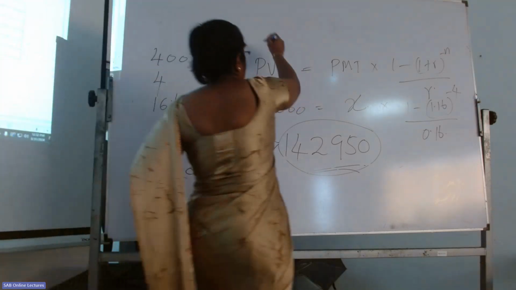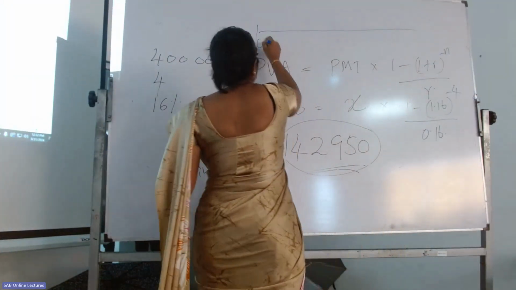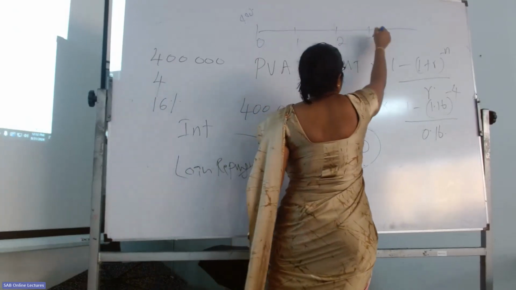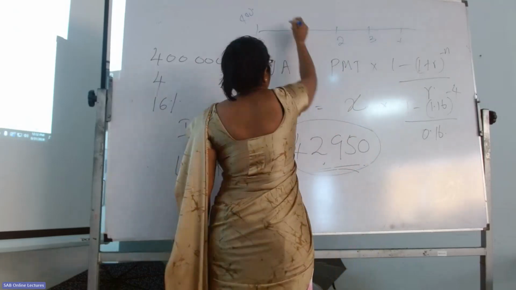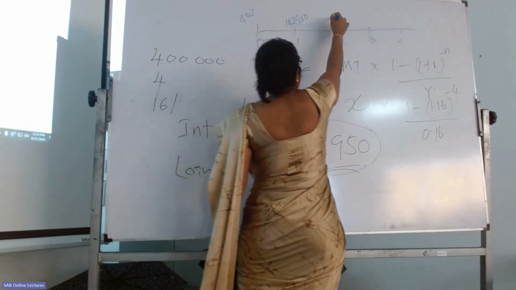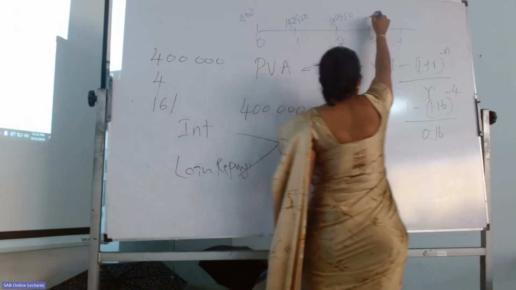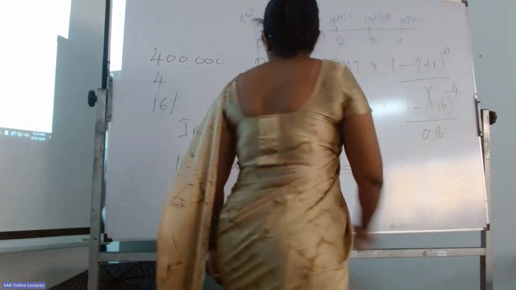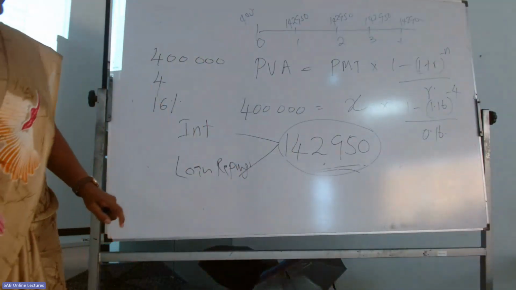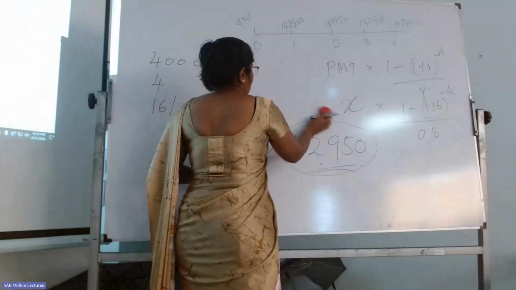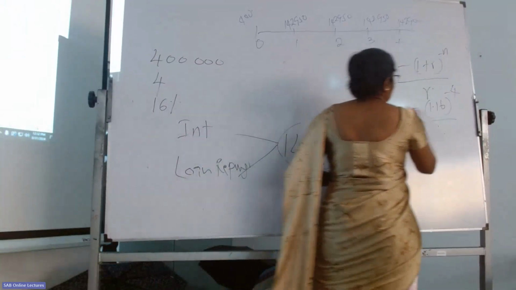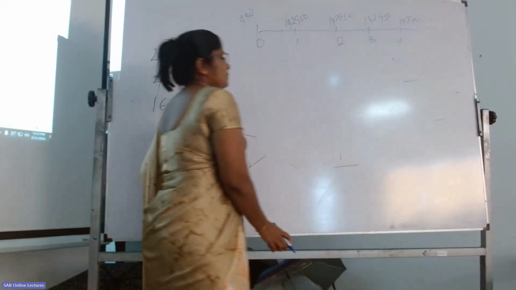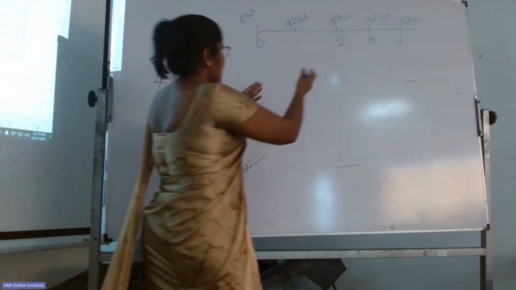Now your timeline for this loan is like this. Today you are borrowing 400,000. That is the loan. This is a 4-year loan: 1, 2, 3, 4. Your installment is 142,950 each year. I think in the previous example we calculated the loan balance using the formula. So at the end of 2 years, after paying 2 years, you are going to settle the loan. Using the formula also you can calculate it.